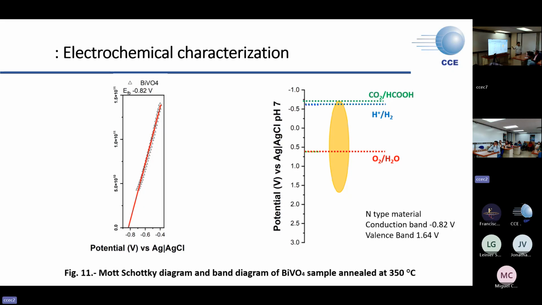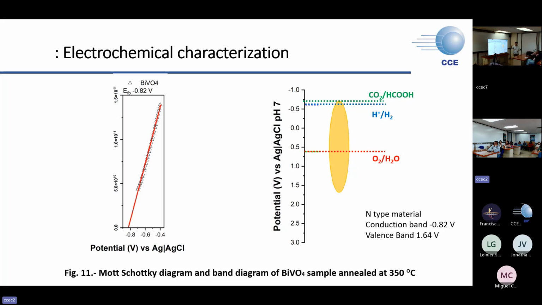But again, as I said previously, we can do these two reactions, but the material is an N-type material, so it promotes oxidation reactions. These products are made by reduction process. So at the end, it is produced by a more complex mechanism or process, because at the end the reaction has to find an equilibrium. For example, in water splitting, we form oxygen with bismuth vanadate.